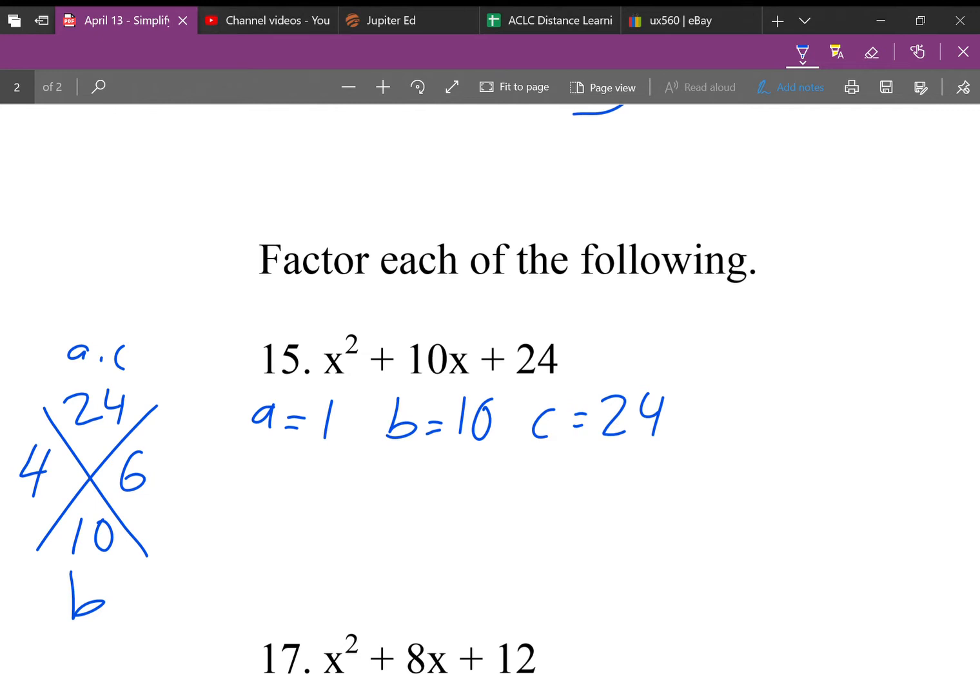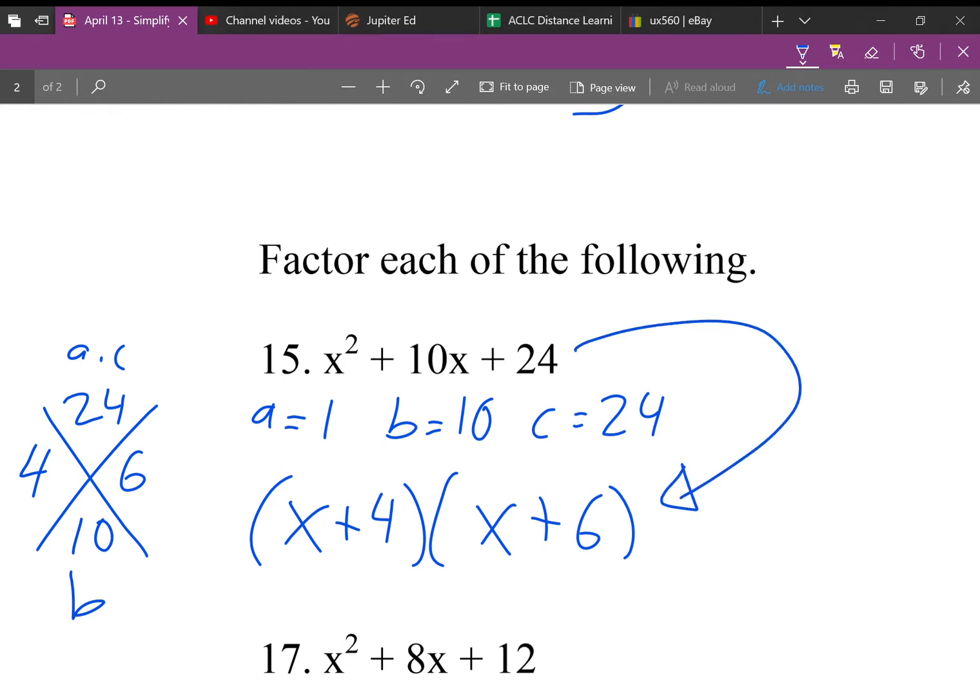And so when A is 1, I'm ready to write my answer. It would be x plus 4 times x plus 6. And again, what does that mean? It means that the expression x squared plus 10x plus 24 is equal to x plus 4 times x plus 6.